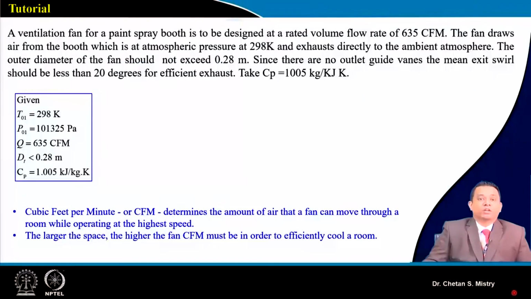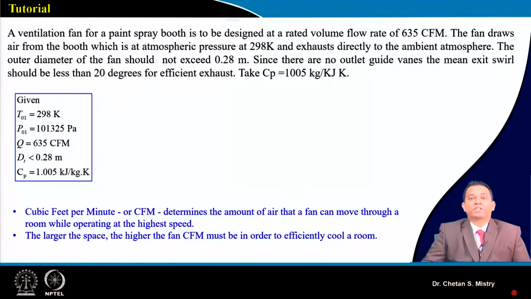Let's say we are looking at designing a ventilation fan for a paint spray booth with a design rated flow rate of 635 CFM. The fan draws air from the booth, which is at atmospheric pressure and a temperature of 298 Kelvin, and exhausts into open atmosphere. The outer diameter of the fan should not exceed 0.28 meter. Since there are no outlet guide vanes, the mean exit swirl should not be less than 20 degrees for efficient exhaust. Take Cp to be 1005. So my exit swirl needs to be less than 20 degrees.